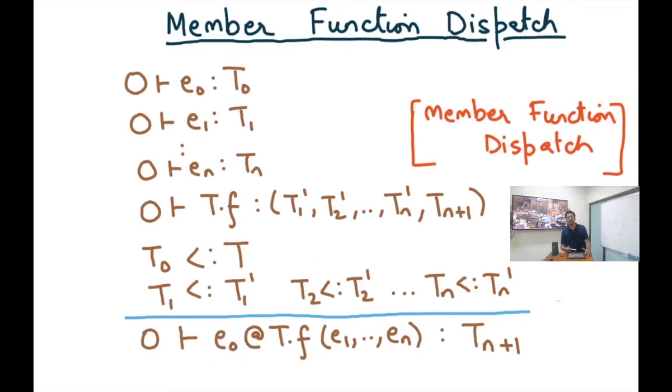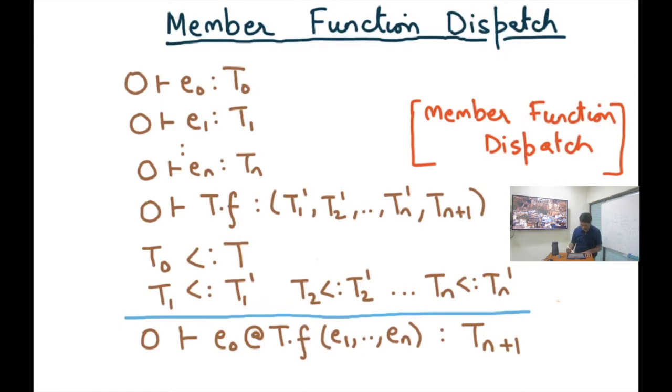Recall that a member function is invoked on an object of a given class. So I'm going to say E0 at T dot f. This represents that the value of the object is represented by the expression E0, and at T dot f represents that I'm interested in the f present inside class T, and capital T should be a supertype of the type of E0, hopefully, for this to be well typed.